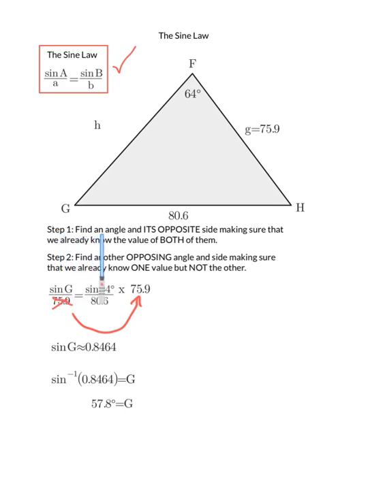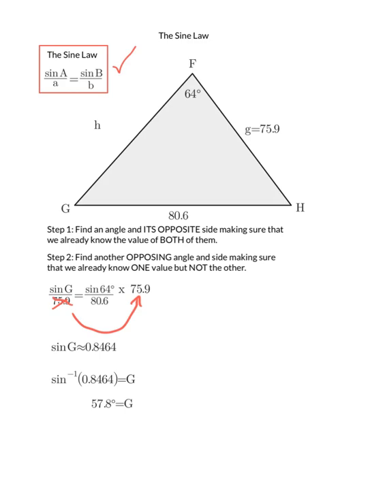Step 1. Find an angle and its opposite side, making sure that we already know the value of both of them. So we need to find that. So I see here big H, little h. I don't know big H, I don't know little h. Well, that's a far cry from knowing both of them. Don't use that. Big G, little g. I know little g, but I don't know big G. Can't start with that. Big F and little f. I know big F and I know little f. 64 degrees, 80.6. Remember, they're opposite to each other and we know both. Boom, we start with that.